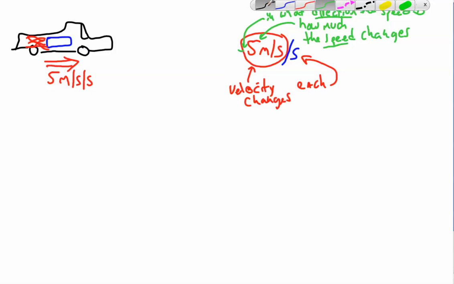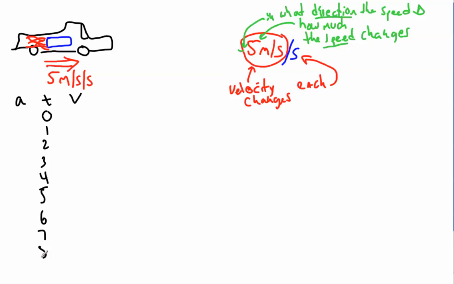All right, let's switch back over to the black marker, and we'll make a little chart here. Acceleration, time, and velocity. And we'll start at time 0. 1, 2, 3, 4, 5, 6, 7, 8. We'll go up to 8 seconds. What I want to do is examine what happens to the velocity here as the car is moving along with that particular acceleration.